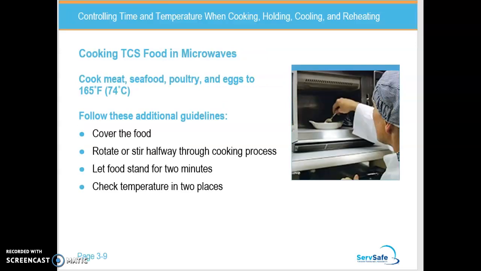Cooking TCS foods in a microwave. You should cook meat, seafood, poultries, and eggs to 165 degrees. Follow these additional guidelines. Cover the food. Rotate or stir halfway through cooking for the cooking process. Let food stand for 2 minutes. Check temperatures in 2 different locations.